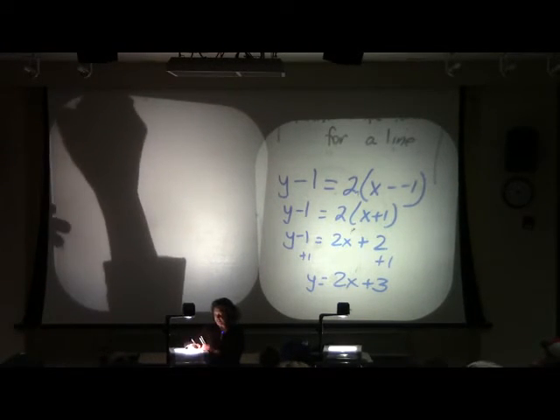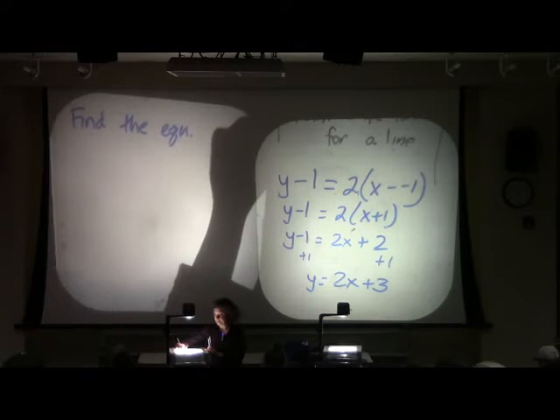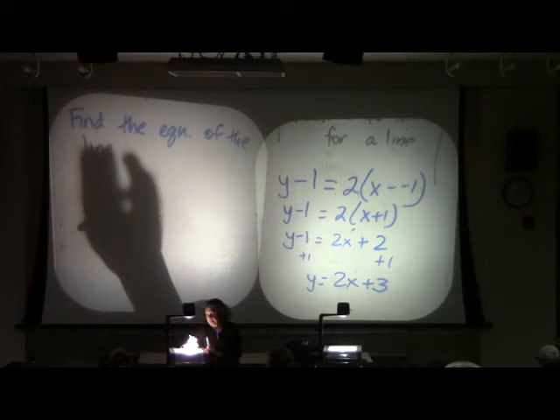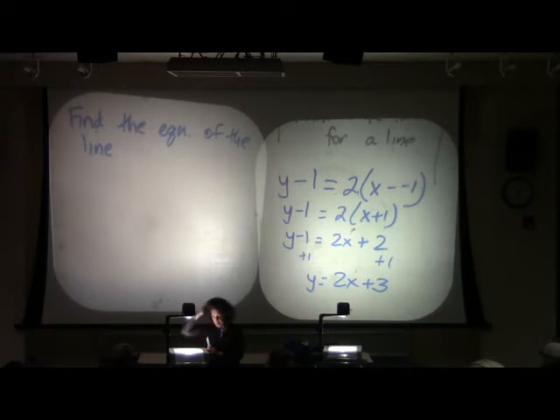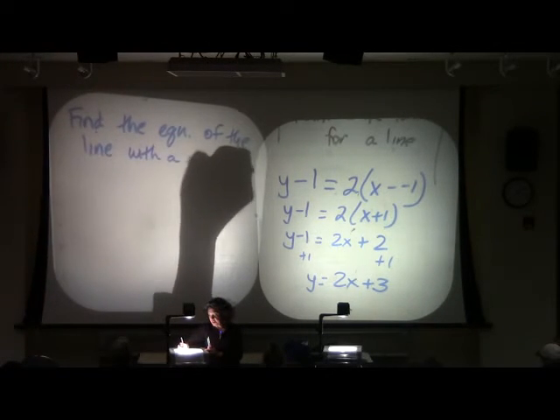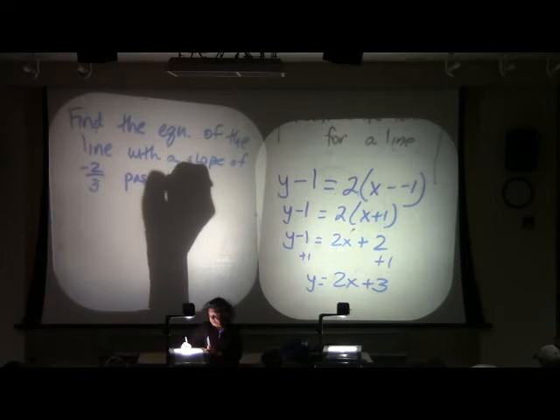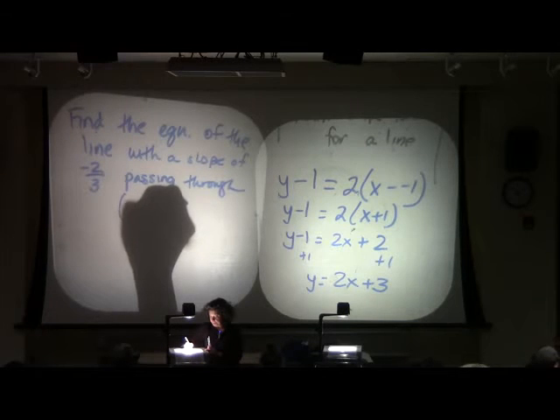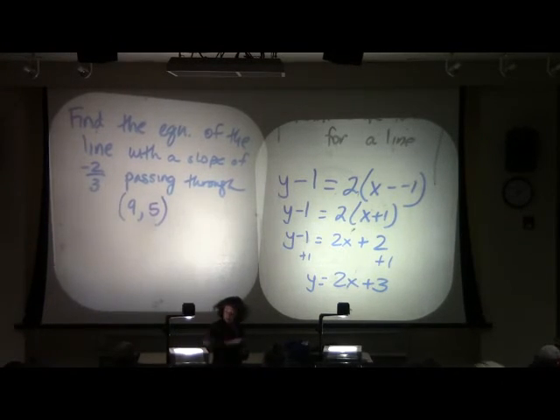What if now I want you to find the equation of the line, and I always do PQN for equation of the line. What we're going to do for this line is find the equation and then graph it. Okay? Let's find the equation of the line with the slope of negative 2/3. And let's pretend that it's passing through, I don't know, 9, I don't know, what do you want it to pass through? 5. Me too.